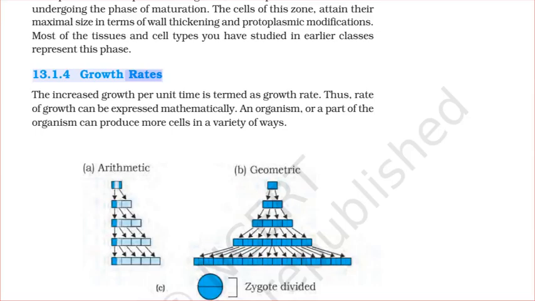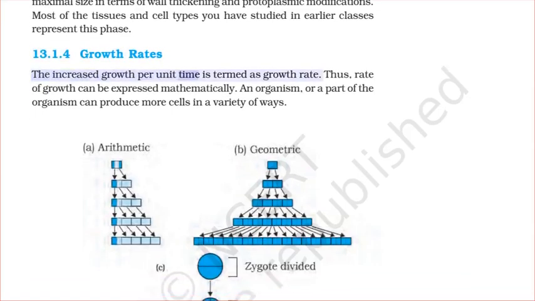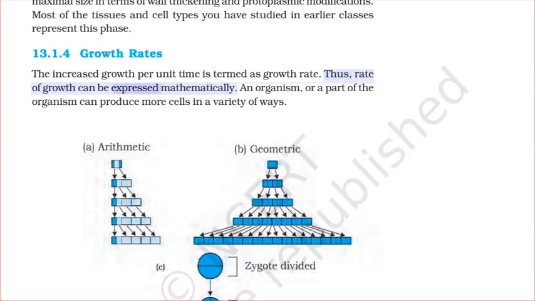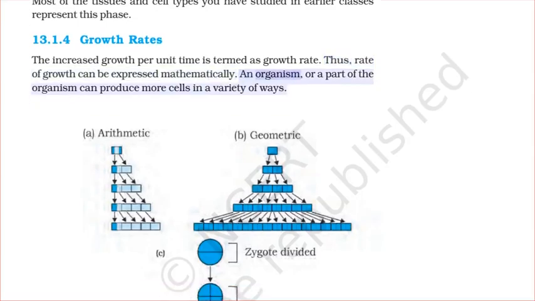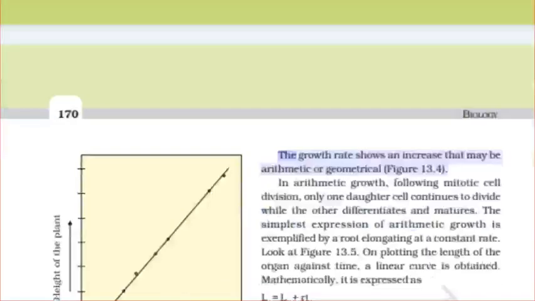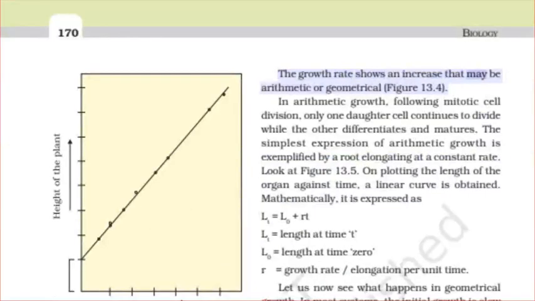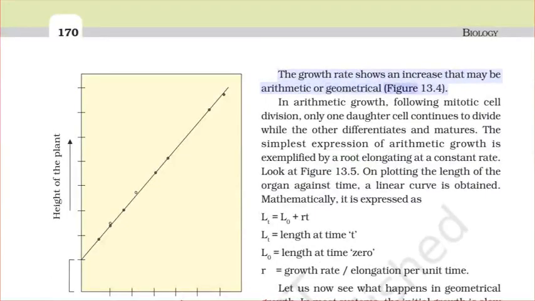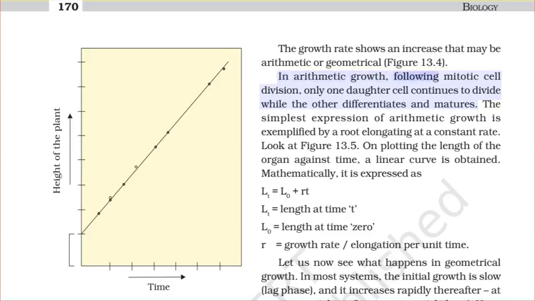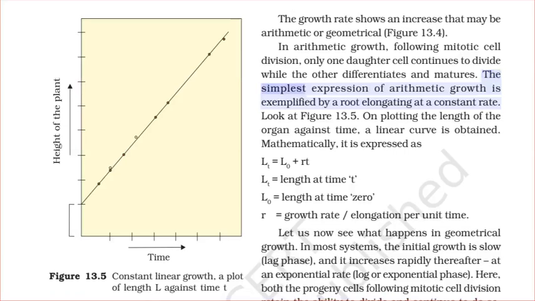13.1.4 Growth rates. The increased growth per unit time is termed as growth rate. Thus, rate of growth can be expressed mathematically. An organism, or a part of the organism, can produce more cells in a variety of ways. The growth rate shows an increase that may be arithmetic or geometrical. In arithmetic growth, following mitotic cell division, only one daughter cell continues to divide while the other differentiates and matures. The simplest expression of arithmetic growth is exemplified by a root elongating at a constant rate.